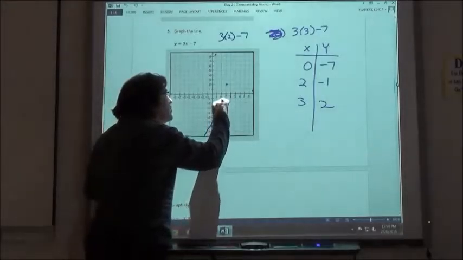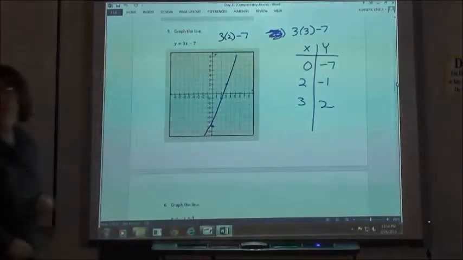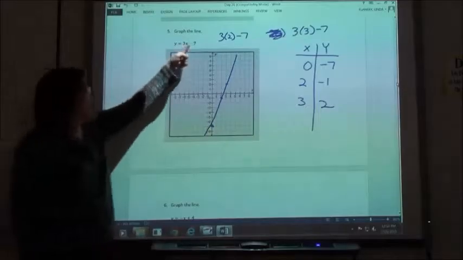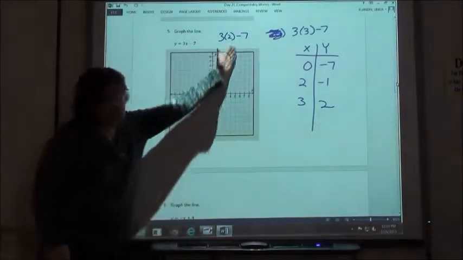Just to double check and make sure everything looks like it's doing the right thing. So my y-intercept was negative 7. We're going up as you go.